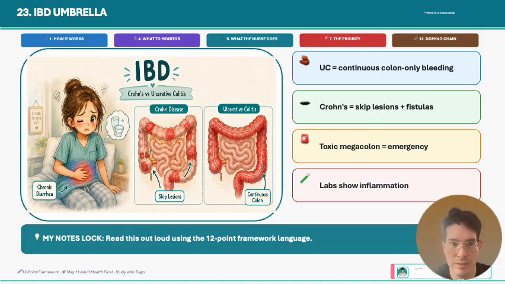So, another memory hook. IBD is the family name, right? So UC and Crohn's are siblings, but they do not live in the same room and they do not damage the bowel the same way, okay?